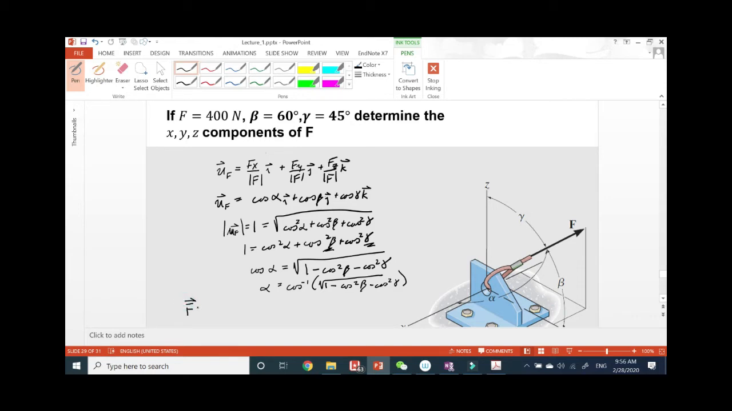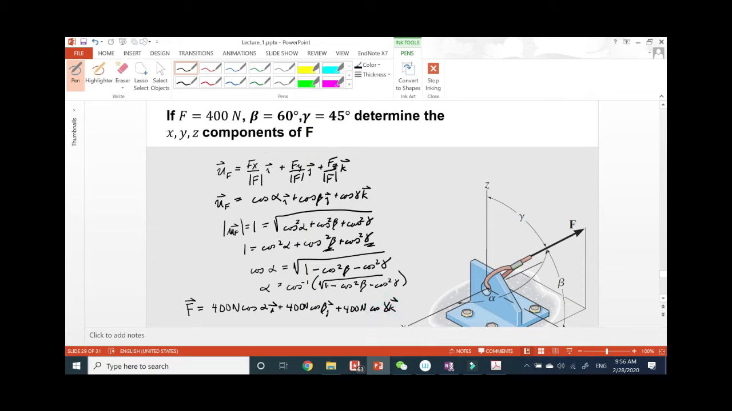F in the rectangular coordinates, or actually the Cartesian coordinate system here, is 400 newtons times cosine of alpha i plus 400 newtons times cosine of beta j plus 400 newtons times cosine of gamma k.